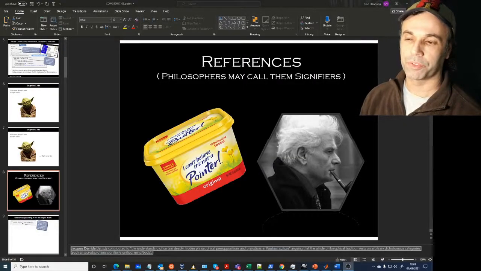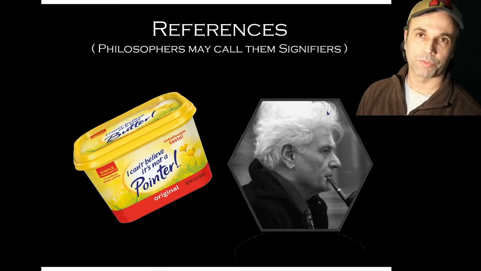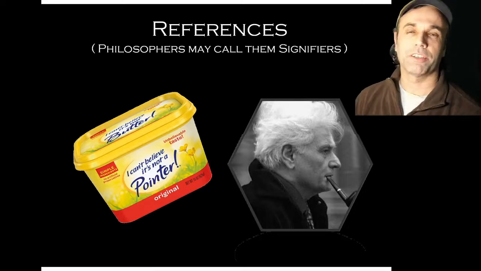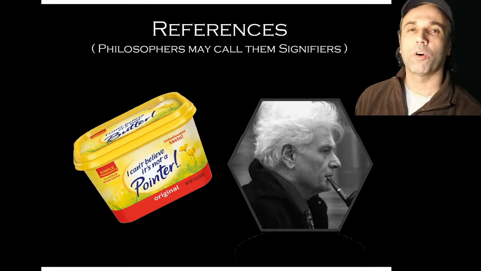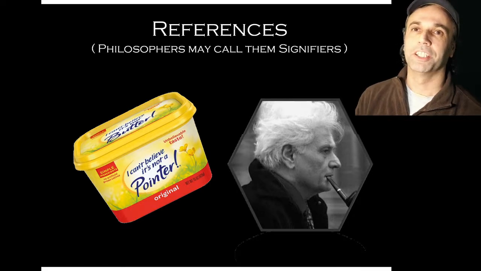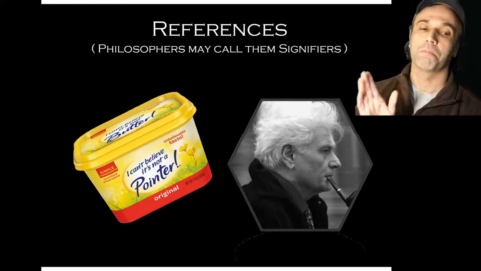References. Philosophers may call them signifiers. So this individual on the right here with the pipe, that's the philosopher Jacques Derrida. Now Derrida contributed to the understanding of certain deeply hidden philosophical presuppositions and prejudices in Western culture, arguing that the whole philosophical tradition rests on arbitrary dichotomous categories such as signifier, signified, mind, body.